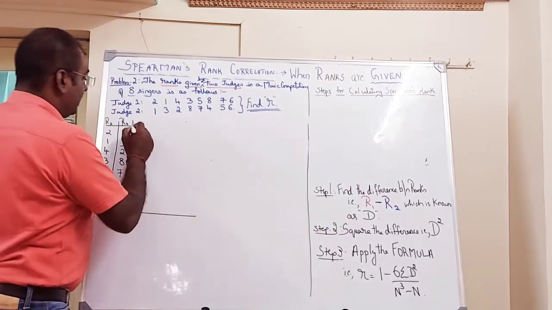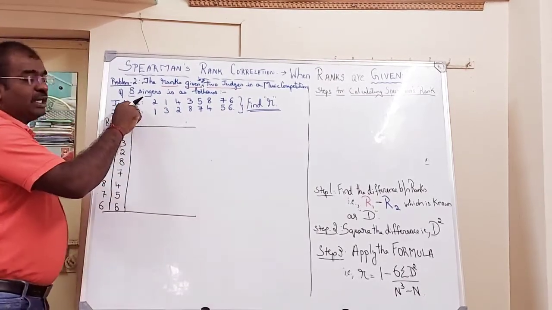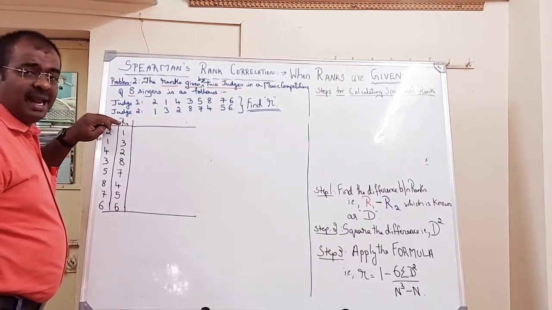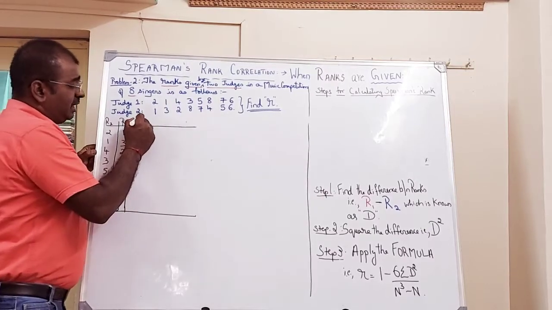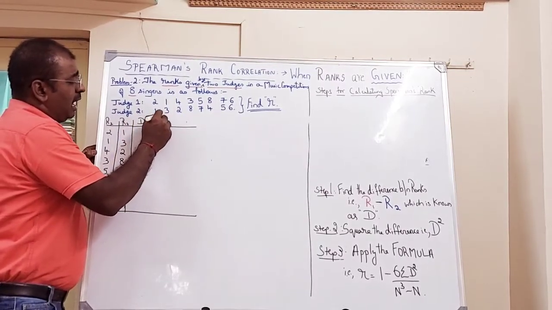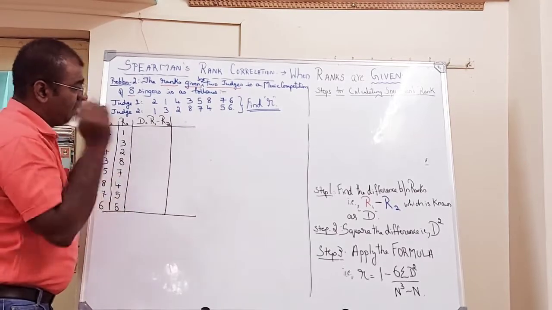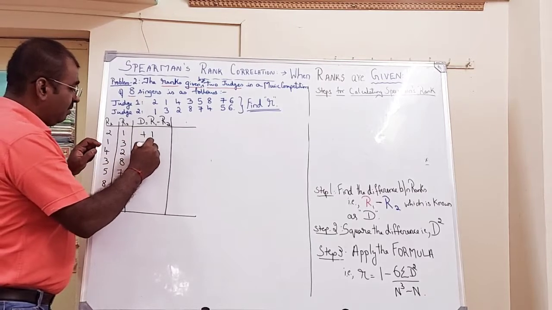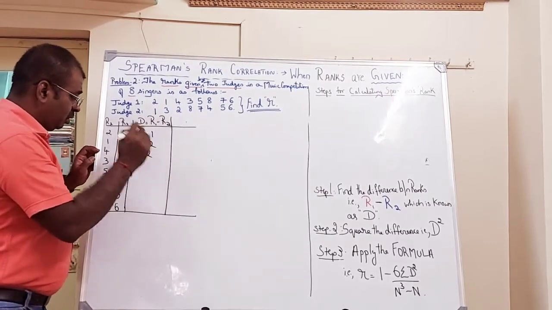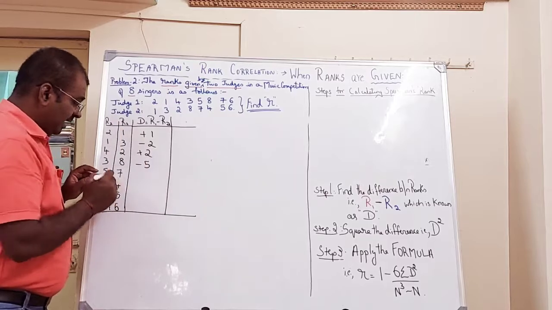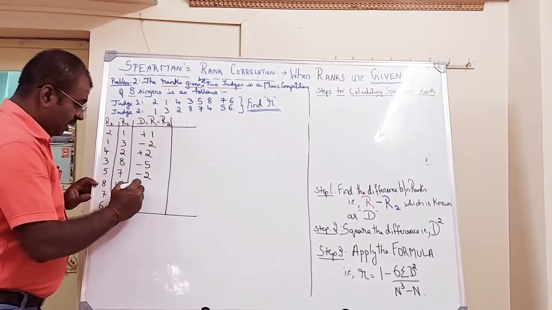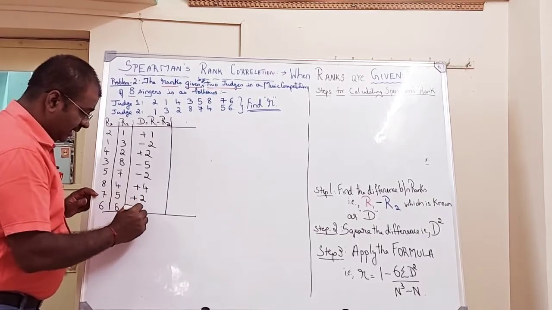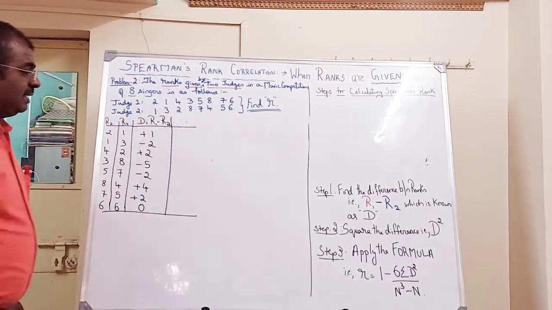Judge 1's ranks are R1 and the ranks given by Judge 2 are R2. Now we have to find the difference, d equals R1 minus R2. The differences: 2 minus 1 is 1, 1 minus 3 is minus 2, 4 minus 2 is 2, 3 minus 8 is minus 5, 5 minus 7 is minus 2, 8 minus 4 is plus 4, 7 minus 5 is plus 2, 6 minus 6 is 0.